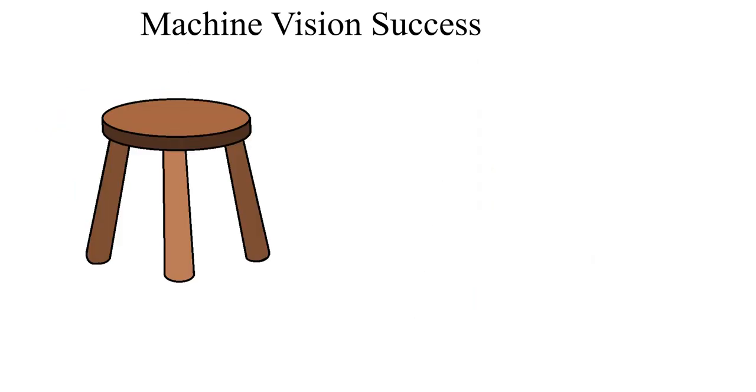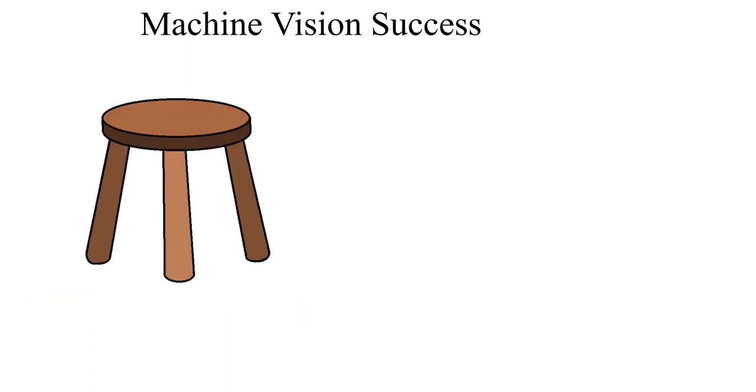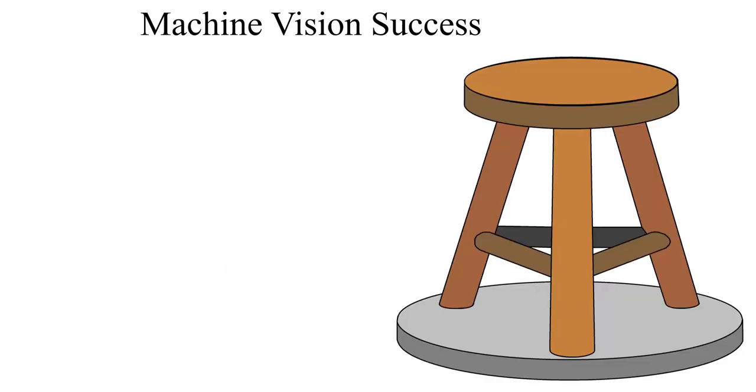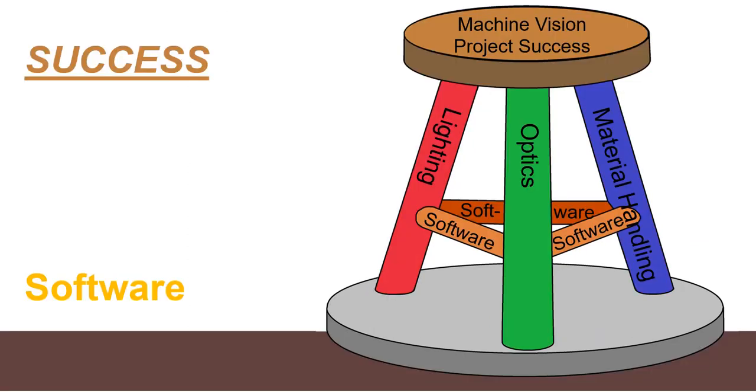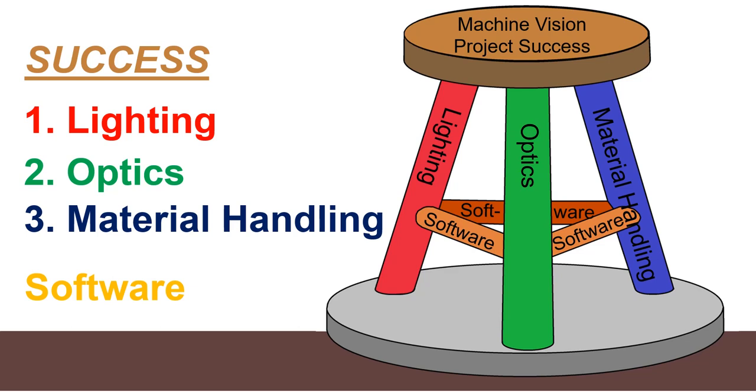To continue the analogy, if someone were to actually sit on a stool like this, they might have a bad time. To make a robust system, these legs could use some support. This is the analogy we're going to use from now on. Software makes the three legs that support success even stronger. It helps make the system more robust. Software holds lighting, optics, and material handling in a frame to support your application.